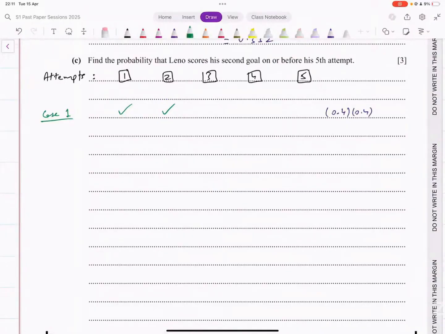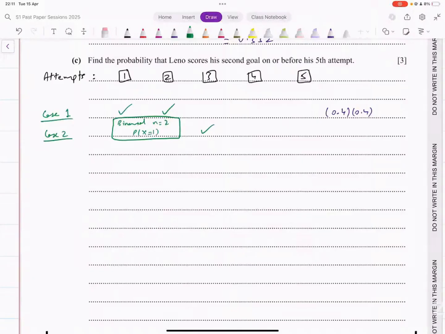Okay. Case two would be that the second goal is scored on the third attempt. All right. But then the first goal could come in any one of these two attempts. So there has to be one more goal scored in the first two attempts. So this we can consider a binomial like we used to do before. It's a binomial with n equal to 2. And we want one success here. Right? We want one success. Probability of x equals 1, one success.